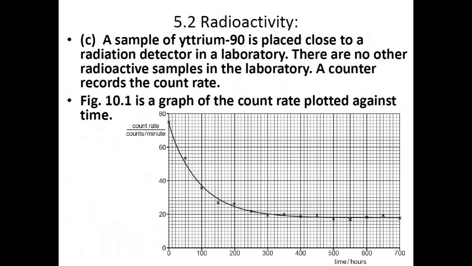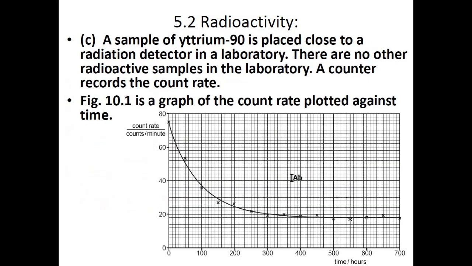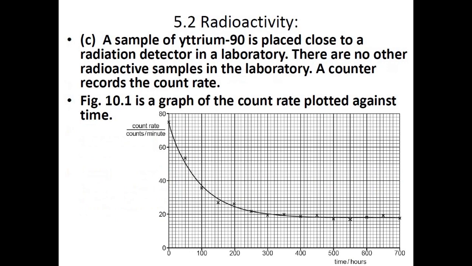A sample of yttrium-90 is placed close to a radiation detector. There are no other radioactive samples in the laboratory. A counter records the count rate, and this is a graph for that. Using figure 10, determine the average background count rate. The average background count rate would be somewhere over here where the line becomes flat, so it is around 18 counts per minute. This count rate is in counts per minute.